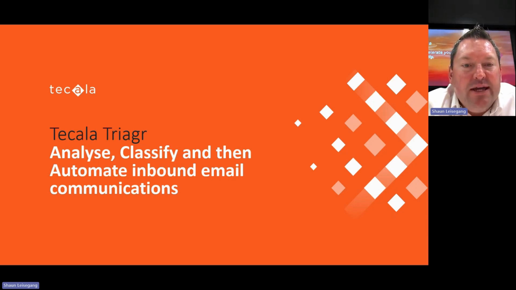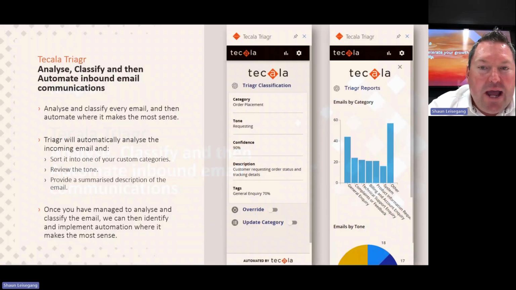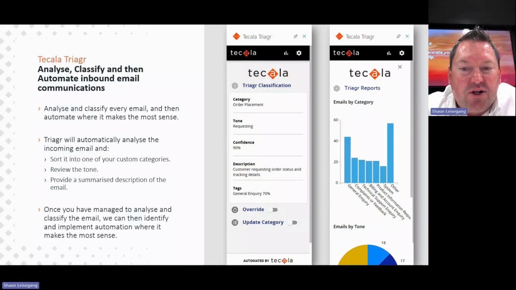And then what we need to do is these teams of people need to redirect this work to one or more people to go and actually action some of these requests. So Tecala Triagr is a tool that allows us to analyze and automatically classify these emails, and then it allows us to identify automation opportunities for any of these specific emails. So let's go have a look at what this actually looks like.